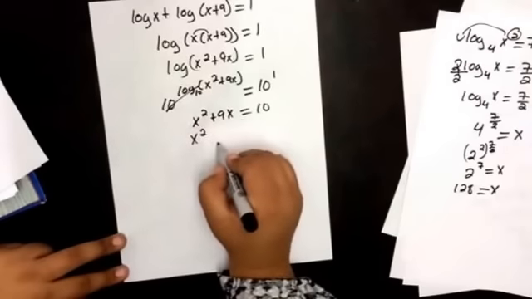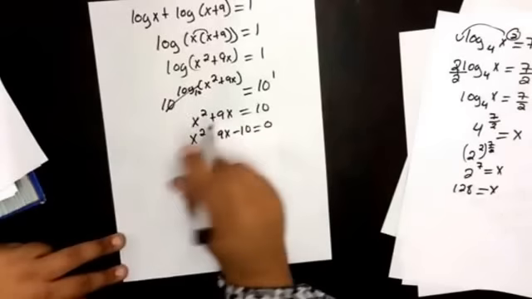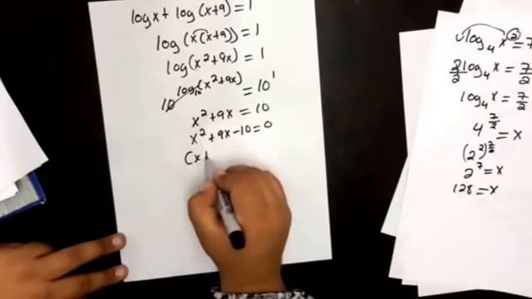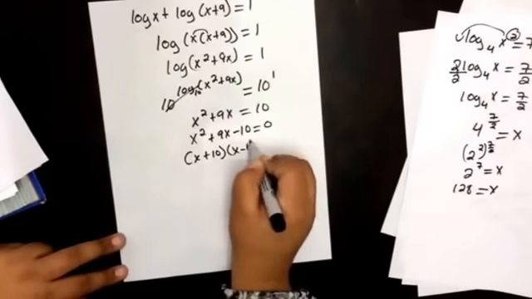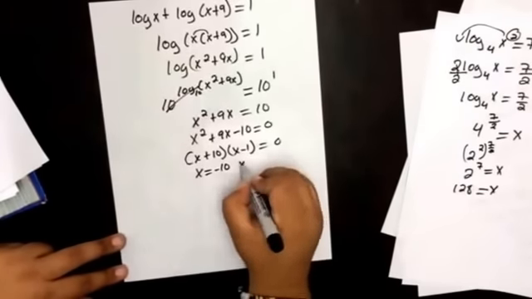If I set this equal to 0, then x squared plus 9x minus 10 equals 0. I can factor this into x plus 10, x minus 1 equals 0. So then x equals negative 10 and x equals 1.